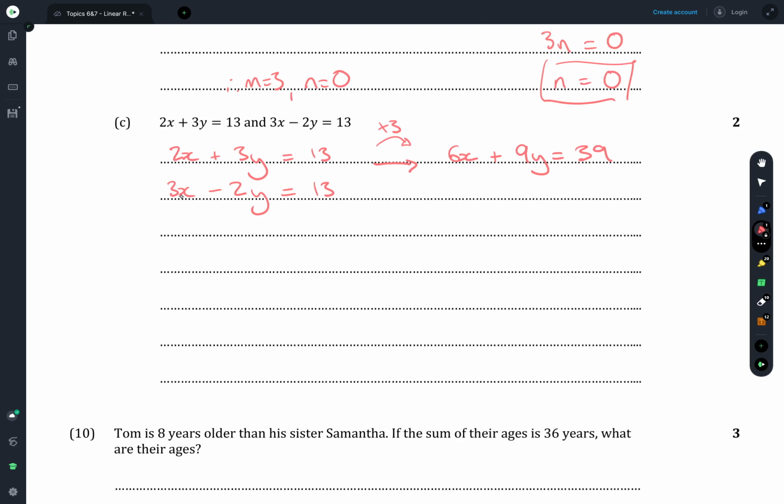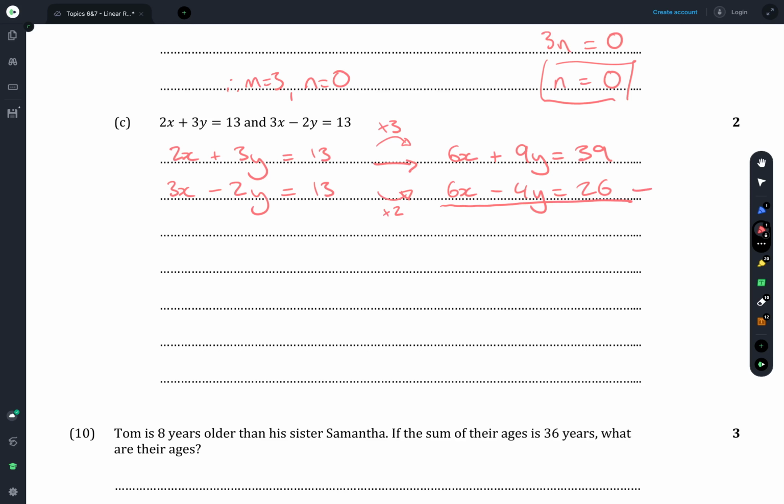And then multiplying that bottom one as well, because I need to make that bottom one equal 6x. So I got 3x times by 2 will equal 6x as well. So I'm going to get 6x minus 4y equals 26, making sure that we multiply everything by 2. Now that we have these two, I can see that the x's now line up because they both have 6. And so now we need to decide whether we're going to add or subtract. We'll see that both of these are positive. They both have the same sign, so therefore we're going to subtract.